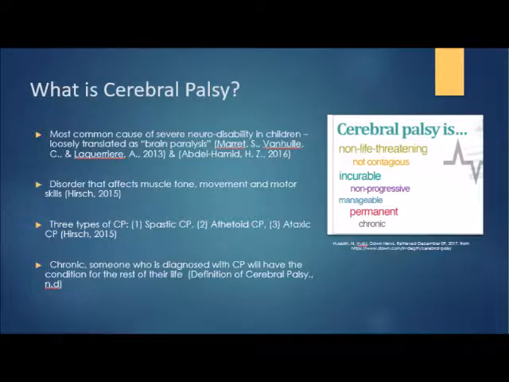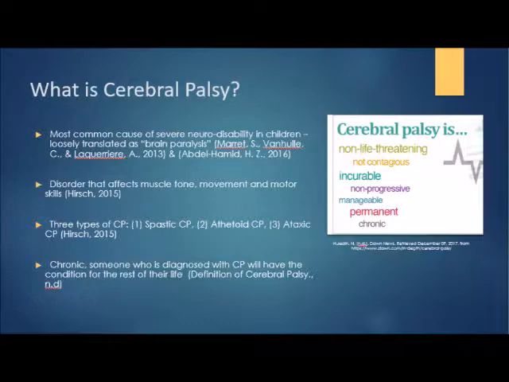cord. Athetoid or dyskinetic CP results from damage to basal ganglia, which are nuclei in the brain that are responsible for coordinating voluntary movement. And it also occurs from damage to the cerebellum, which is responsible for regulating coordination and precision of movements. This type of CP leads to involuntary and uncontrolled movements.